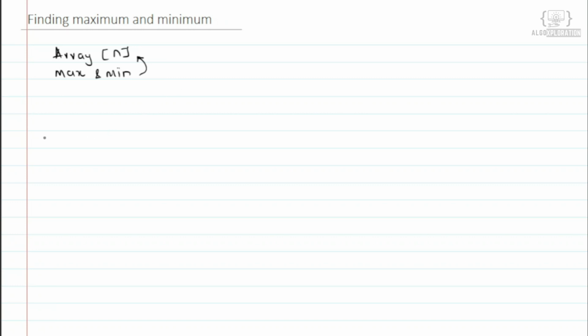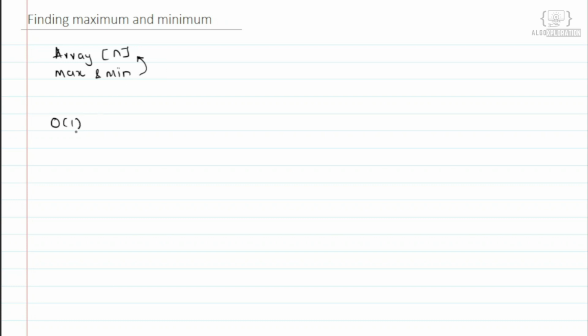So the answer will be order of 1. Why? Because if you are given a sorted array, the minimum element will always be present at the first index and the maximum element will always be present at the last index. So accessing the first and last index takes constant time, therefore order of 1.